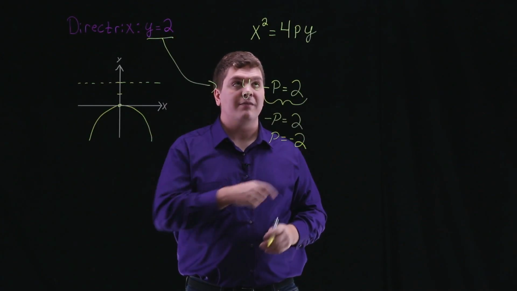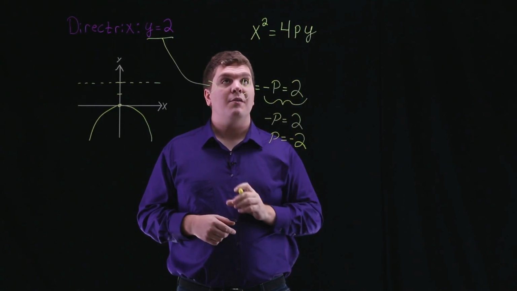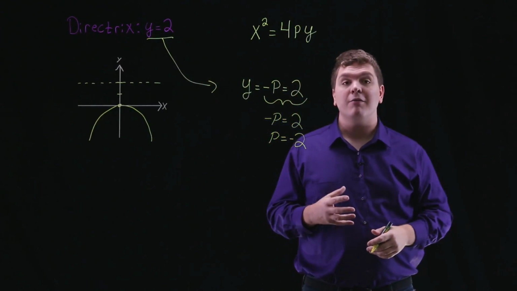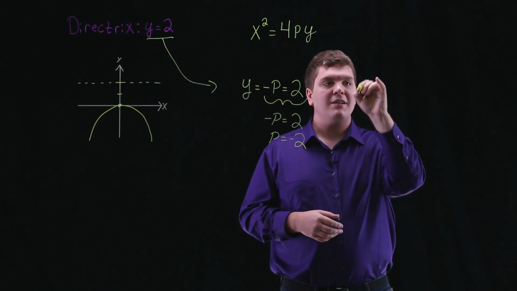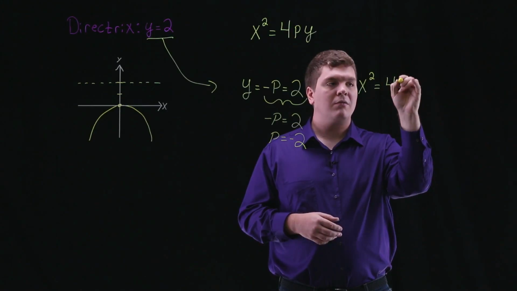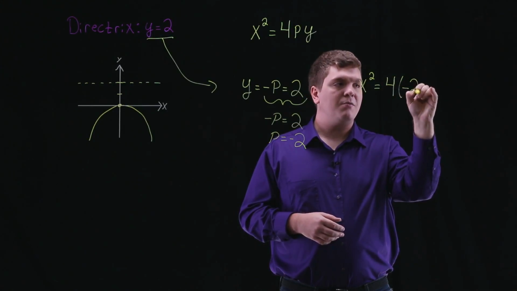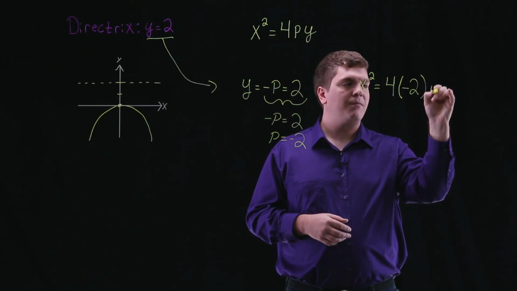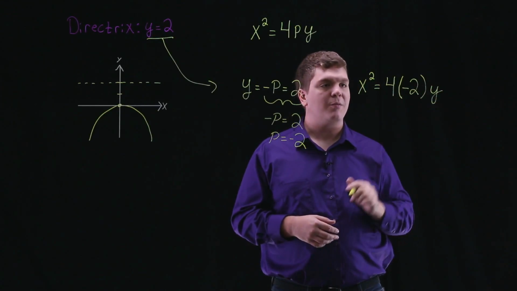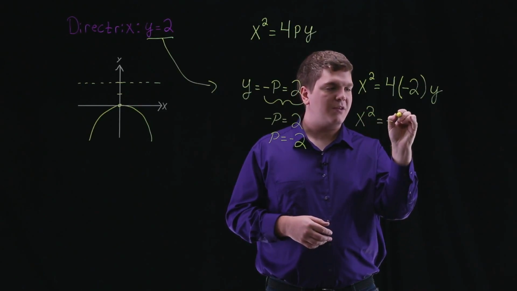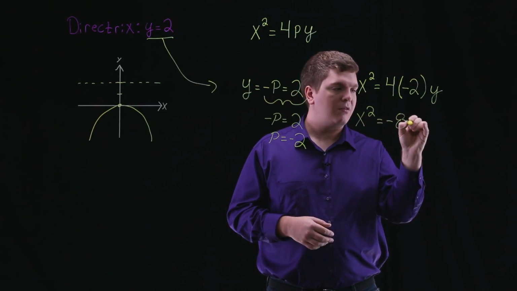So now that we have this piece of information, we can go ahead and substitute it back into this equation here. And what we get is that the standard form of our parabola is x squared is equal to 4 times negative 2 times y. Here we can perform this multiplication, and what we're left with is x squared is equal to negative 8 times y.